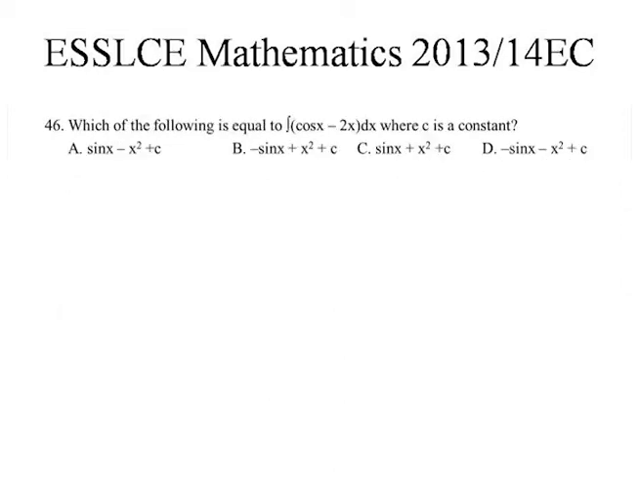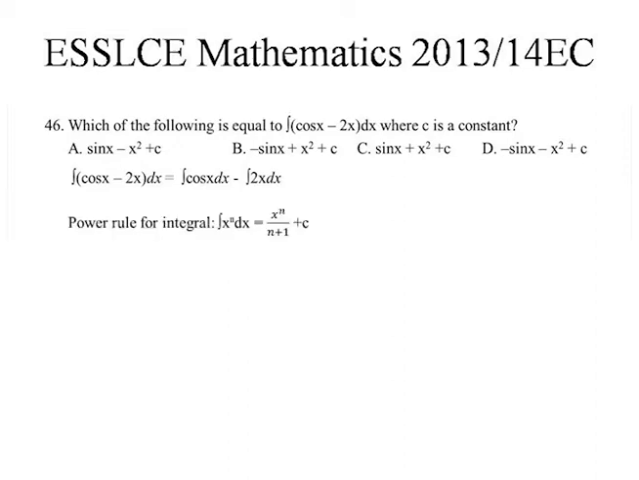Question number 46. Which of the following is equal to the integral of cos x minus 2x dx, where c is a constant? A. Sin x minus x squared plus c. B. Minus sin x plus x squared plus c. C. Sin x plus x squared plus c. D. Minus sin x minus x squared plus c. Integral of cos x minus 2x dx is equal to integral of cos x dx minus integral of 2x dx.